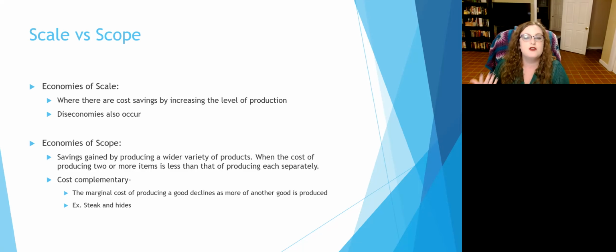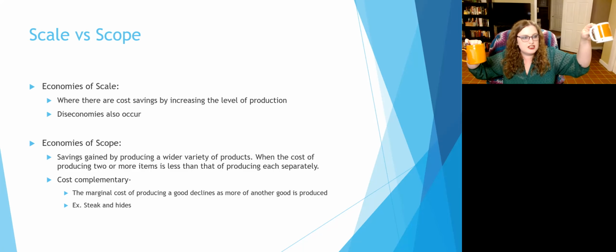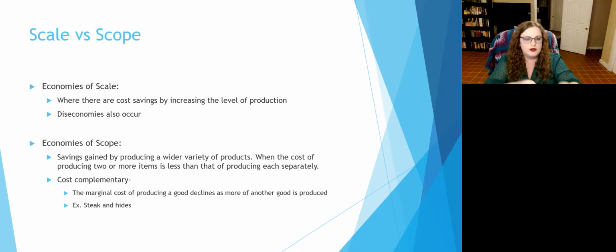Maybe it would make sense for me to have a wider variety of products, because if I'm only producing mugs, as I produce more and more of them, people won't pay me as much. If I produce mugs and prefabricated coffee mugs, maybe I might have some cost savings from that. Economies of scope is the idea of having a wider variety of products, when the cost of producing two or more items is less than producing each separately, right? Instead of having one company that produces ceramic and one that does prefab, there might actually be cost savings for one company just producing both.